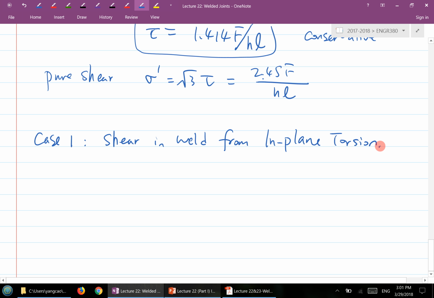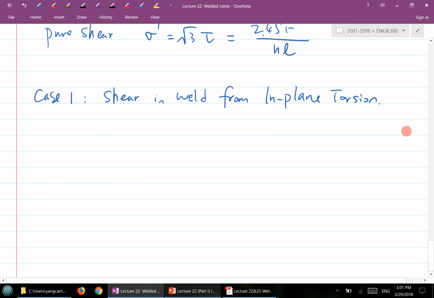Now this is a part that a lot of people actually get confused about in the final exam. I give you a weld type of question, and a lot of people confuse this in-plane case and the second case, which is out of plane. So you'll actually see the reason here. So what's the in-plane here? I'm going to give you a drawing right here.